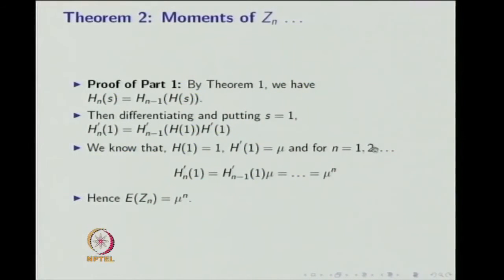Therefore, for n equal to 1, 2 and so on, you will get Hn dash of 1 is the same as Hn minus 1 dash of 1 into mu, that is the same as Hn minus 2 dash of 1 into mu square and so on. Therefore, you will get mu power n, because you know that H dash of 1 is mu. Recursively, you will get Hn dash of 1 is mu power n. Therefore, the expectation of Zn is nothing but Hn dash of 1, that is the same as mu power n.